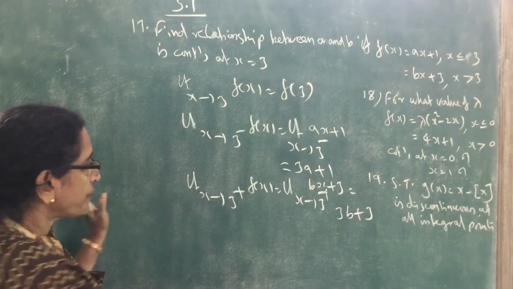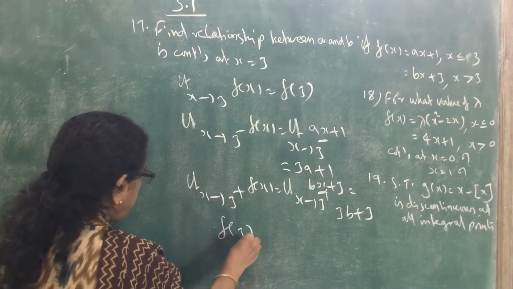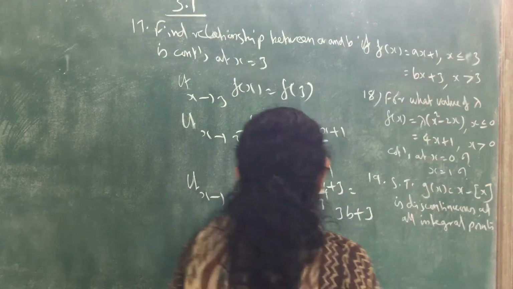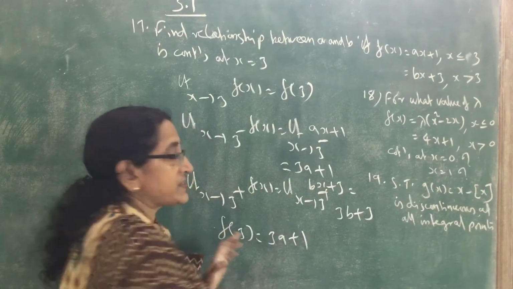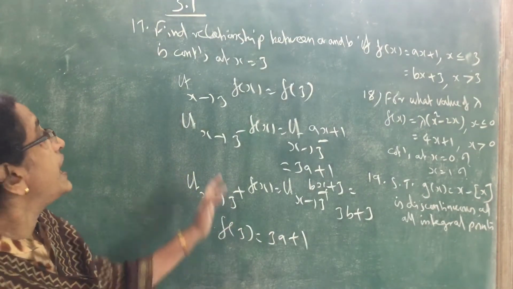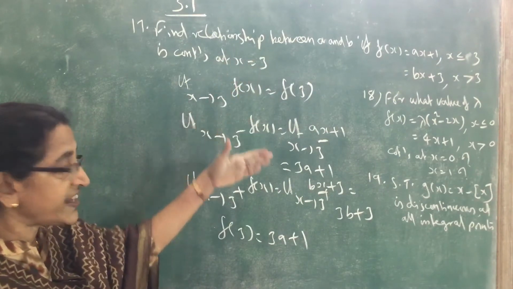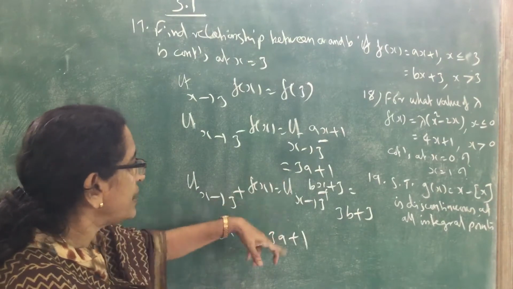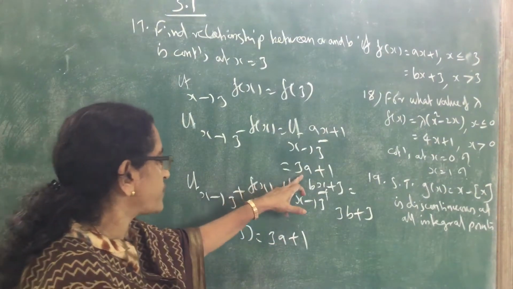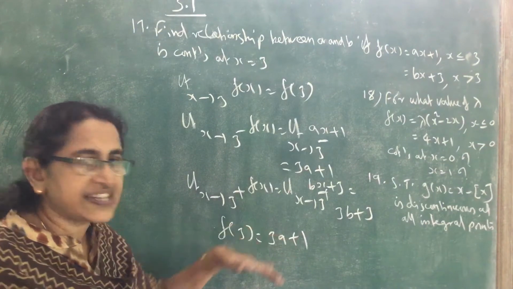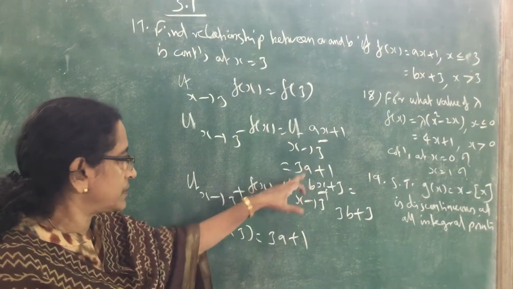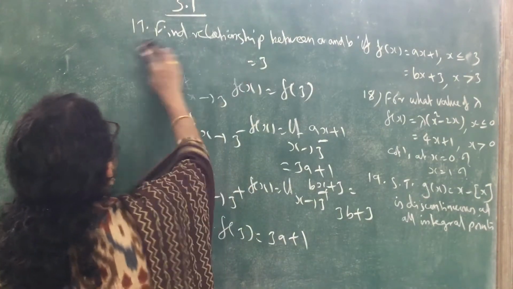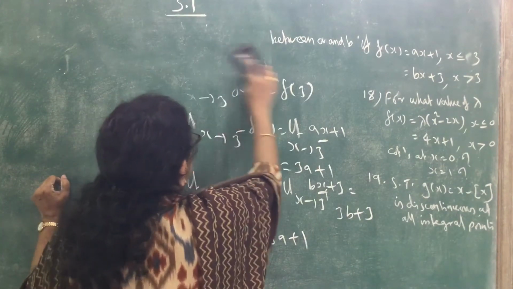Now what is f of 3? F of 3, when x equal to 3, is 3a plus 1. Since the function is continuous at x equal to 3, we can equate these three numbers: 3a plus 1, 3b plus 3, 3a plus 1. Two of them are the same, so we can equate and find the relationship between a and b.